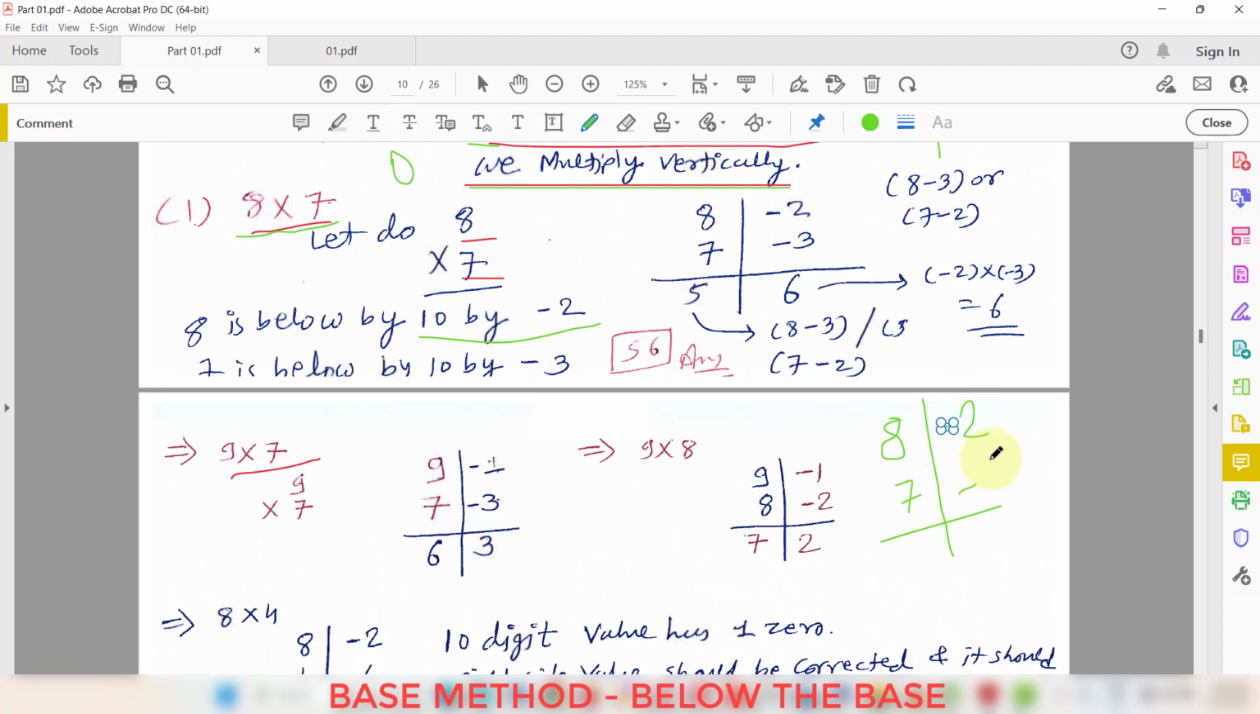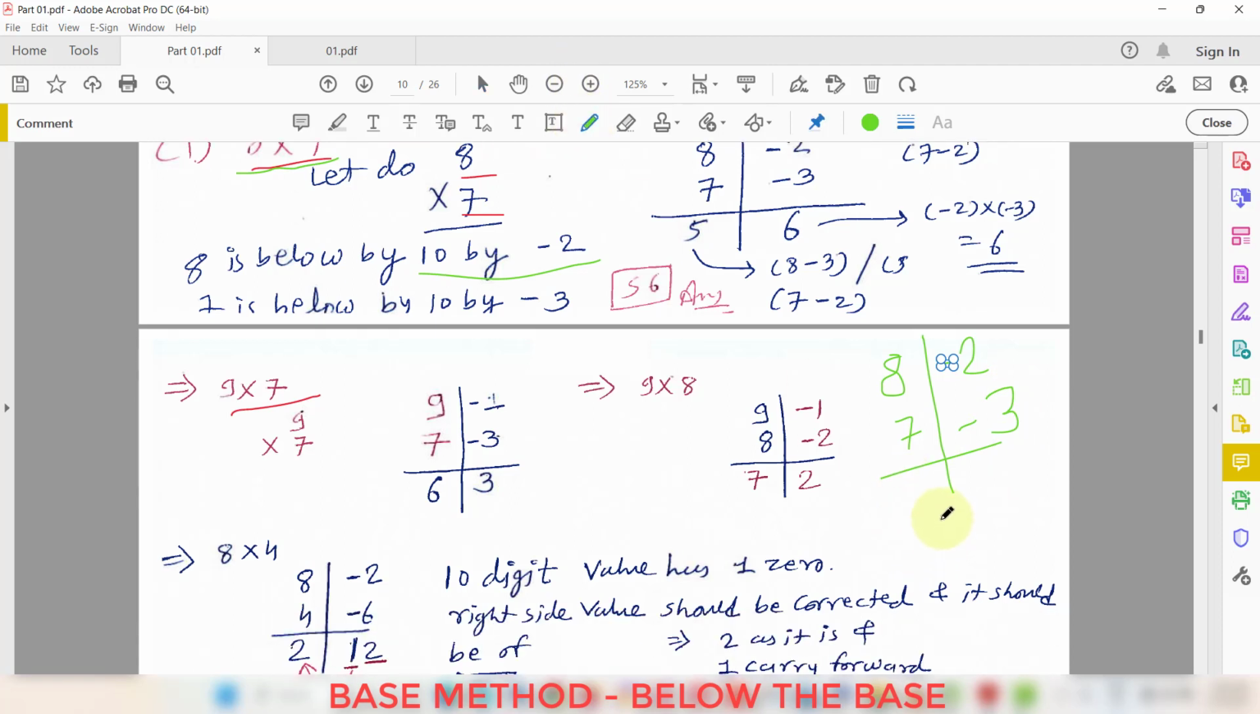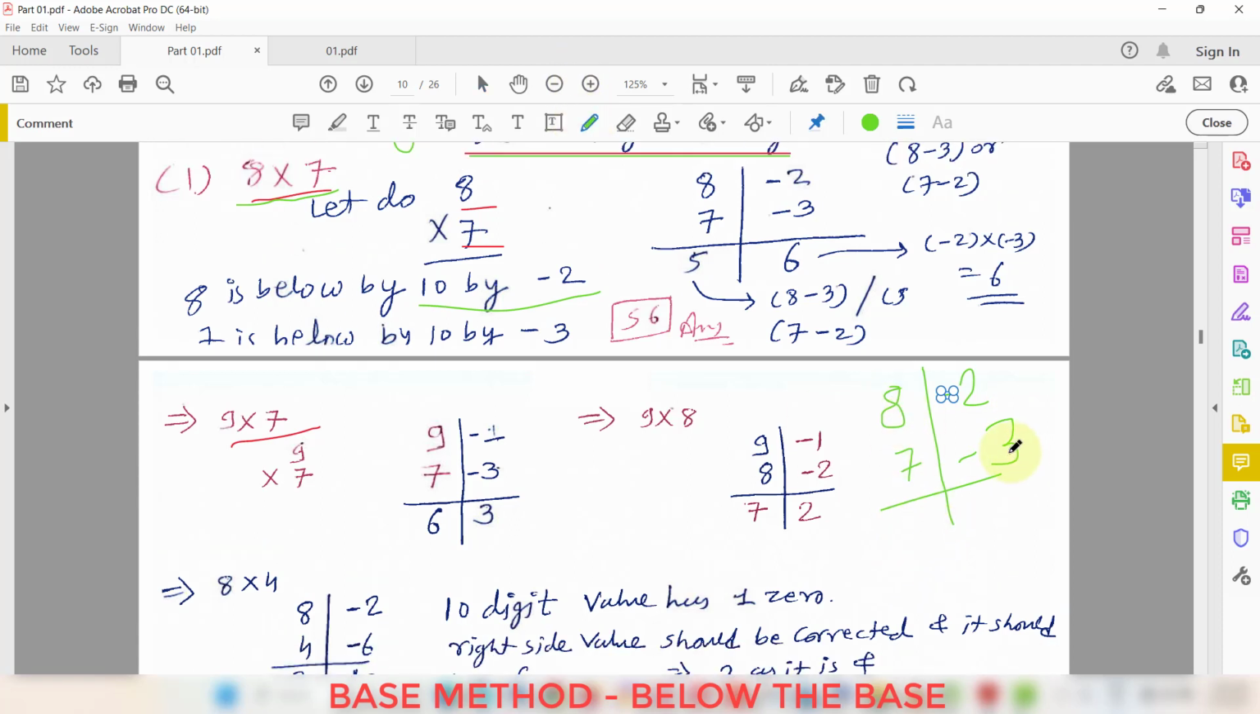7 is below 10 by minus 3. Then we can do the cross addition or subtraction. 8 minus 3, that is 5. Or you can also do 7 minus 2, that is also 5. And then these two numbers will be multiplied. So 2 times 3, that is 6. So our final answer will be 56.